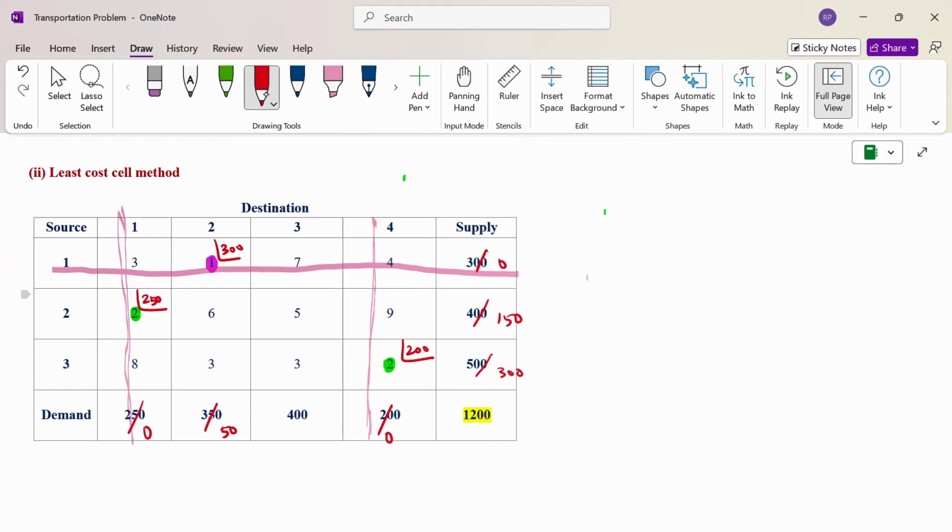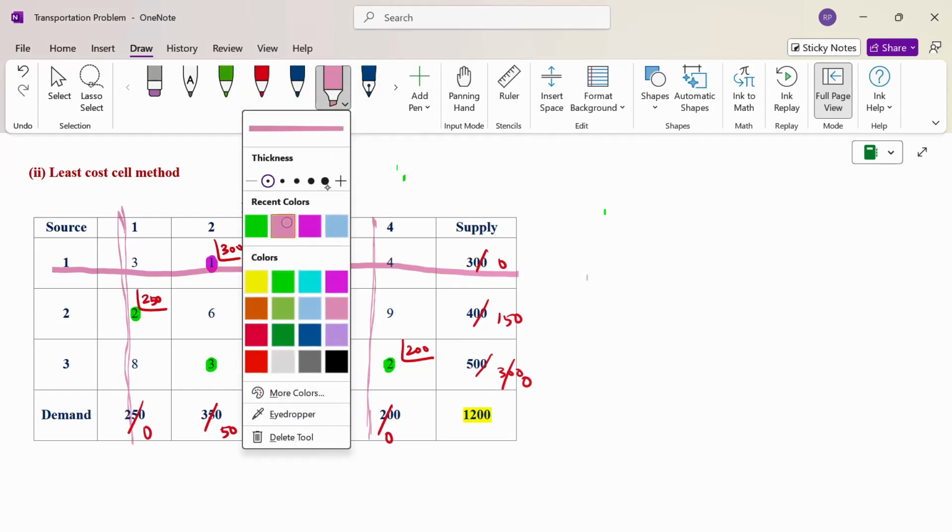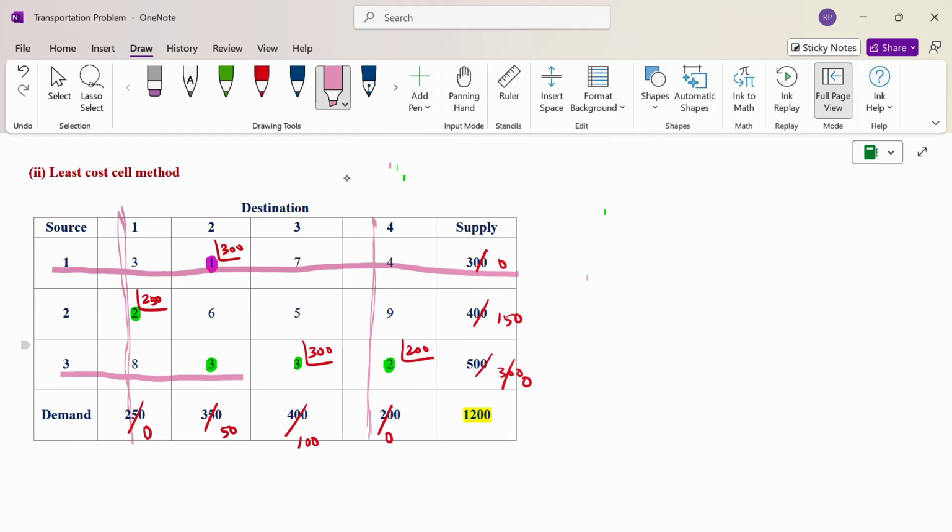Next, from this 4, the least number is 3. See here, this is a 1 3, another 3, so 2 3 is the least number. For this 3, check how much is possible to allocate. 50 possible, 50 demand, 300 supply, so 50 possible. For this 3, how much is possible? 300 possible. Therefore the best maximum allocation value is 100, 0. Now delete the entire row because of the 0.